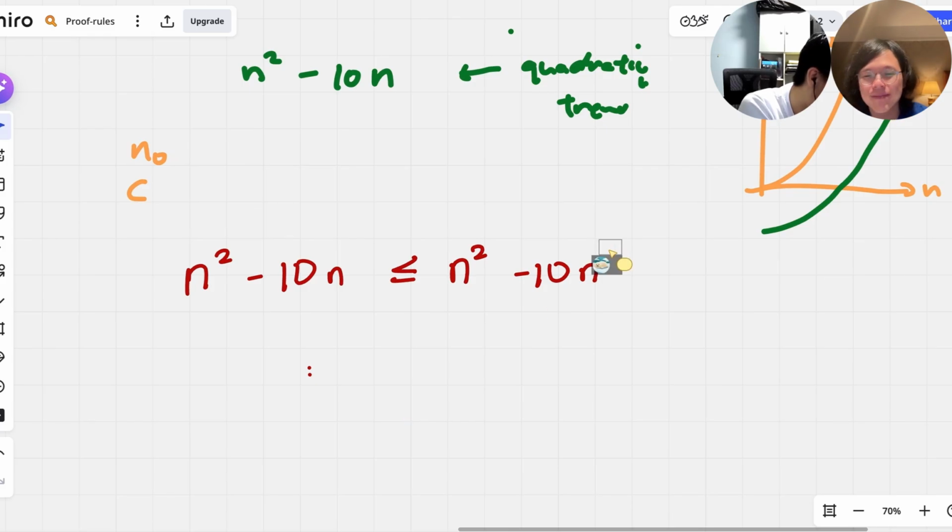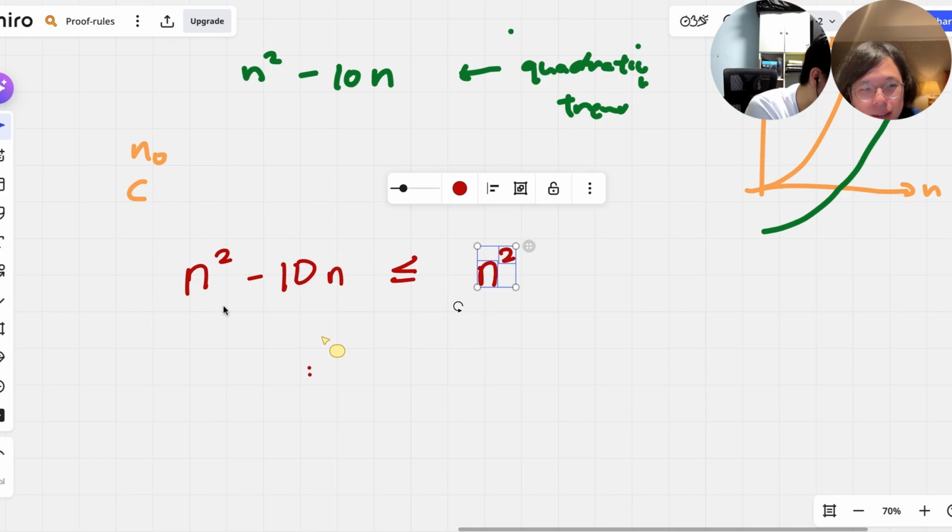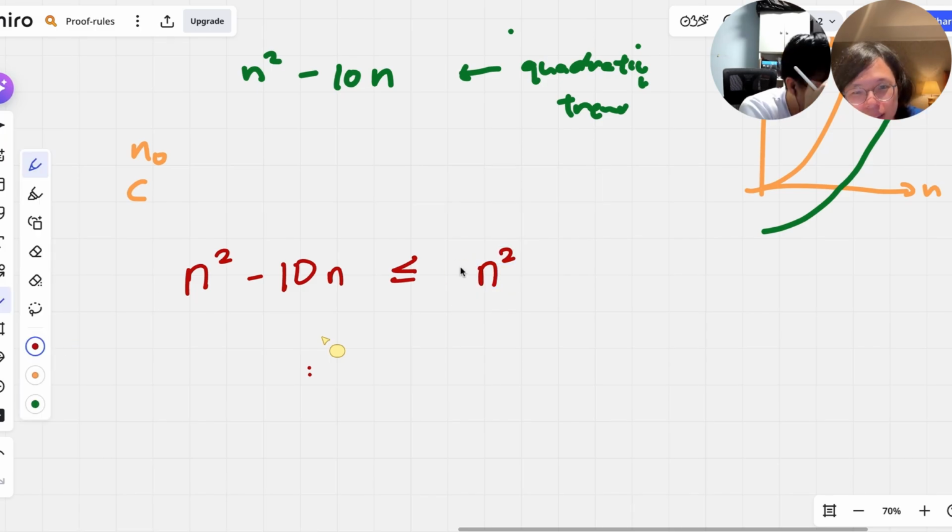You have to somehow argue that you have to get rid of this part here. I would say let's start with what we want, right? Let's just dump a c. Then you just solve for the c. And in solving for the c, you might need n to be beyond some value, right?